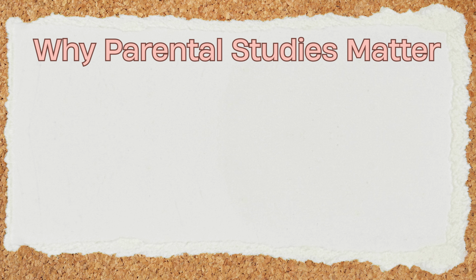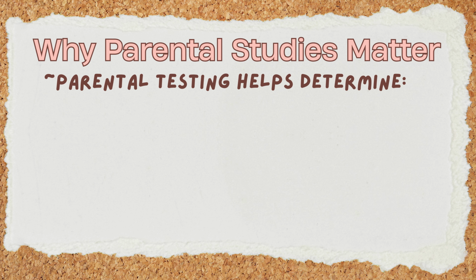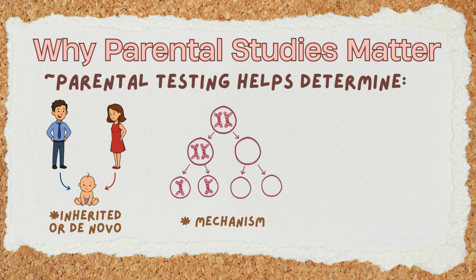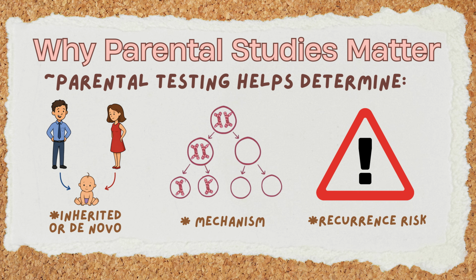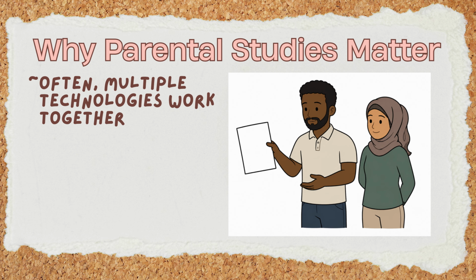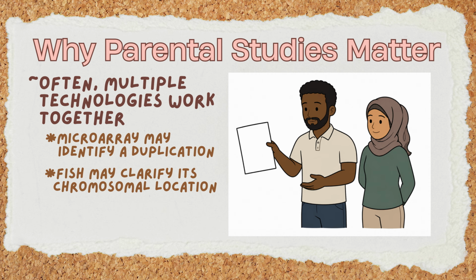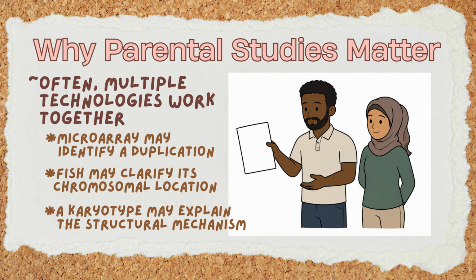One major theme across all these technologies is the importance of parental studies. Parental testing helps determine whether a finding is inherited or de novo, the mechanism behind the abnormality, and recurrence risk. And often, multiple technologies work together. For example, a microarray may identify a duplication, FISH may clarify its chromosomal location, and a karyotype may explain the structural mechanism. So in practice, no single test tells the entire story.